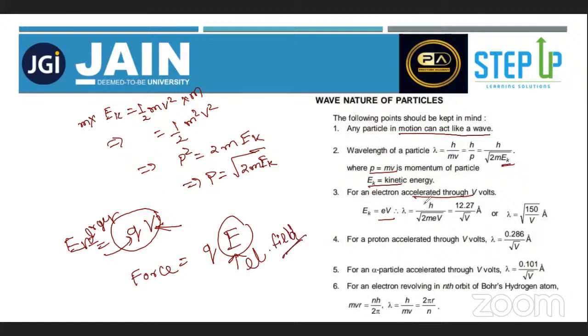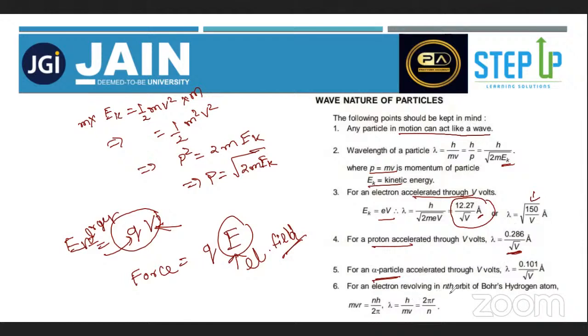So for an electron, we can write it as h by root 2meV. The final value to remember is 12.27 by root V, where V is the potential in volts, and this is in Angstrom. Or I can write this as root of 150 by V. Any one formula you can remember. For proton and for alpha particle, there are corresponding final values. We generally have only these three particles.